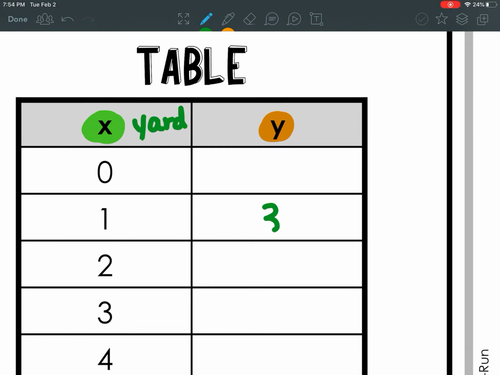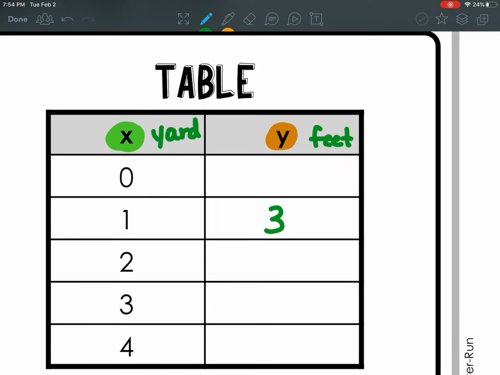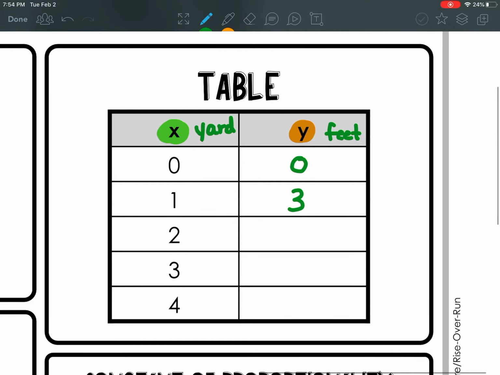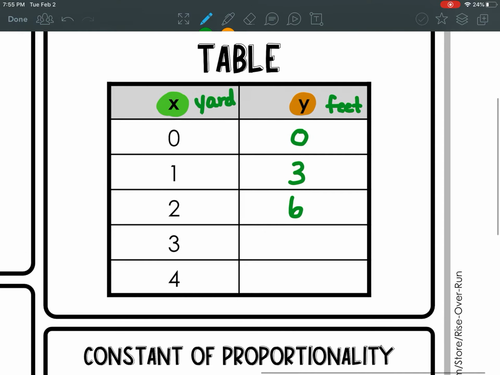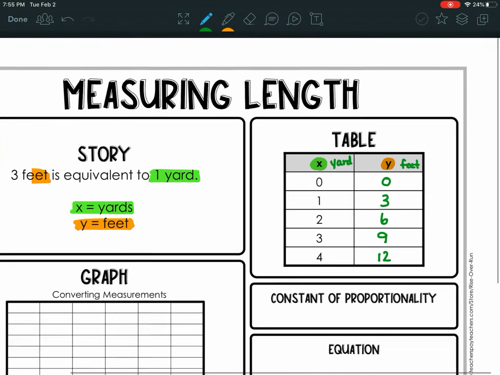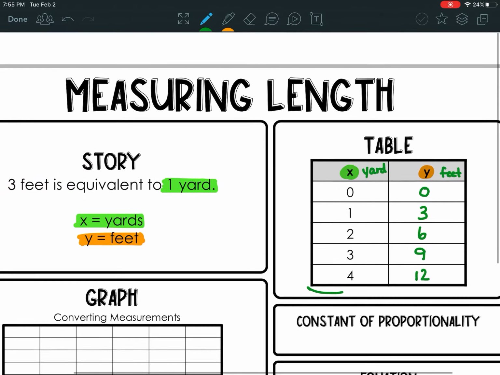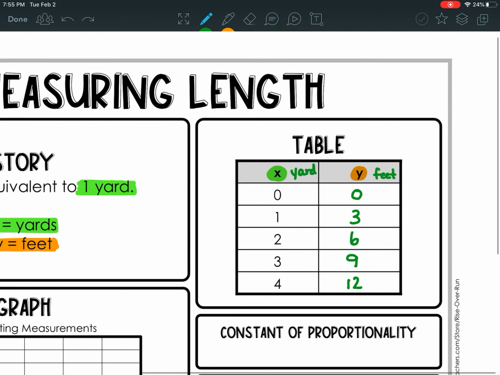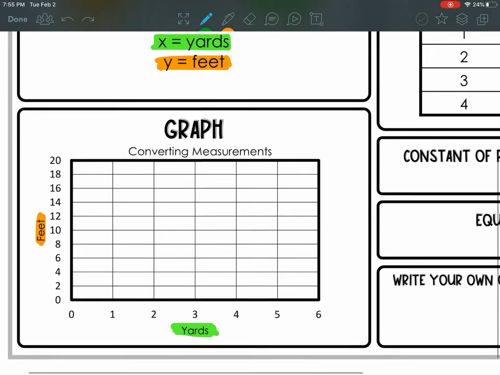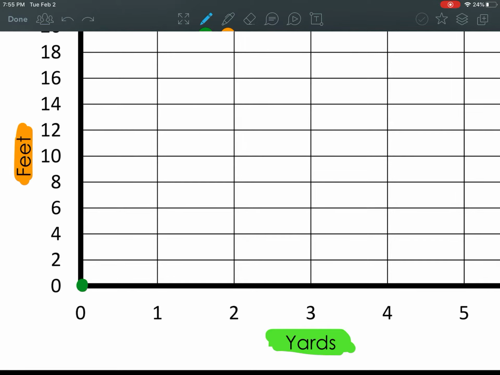So remember, x represents, if we need to write it down, it may help, yards. So 1 yard, we know this equals 3 feet. All right, 0 yards. Do we have any feet yet? 0 yards would be 0 feet. 2 yards, so if 1 yard is 3 feet, 2 yards is double it, 6 feet. 3 yards, so 3 times 3, we'd have 9 feet. And 4 yards, we'd have 12. So I'm using that 3 feet equals 1 yard from our story to create the rest of my table.